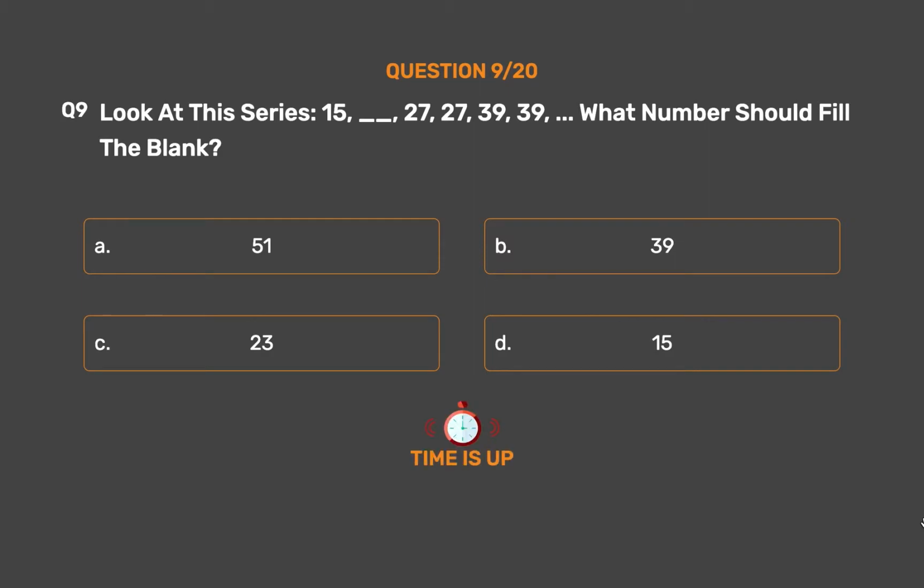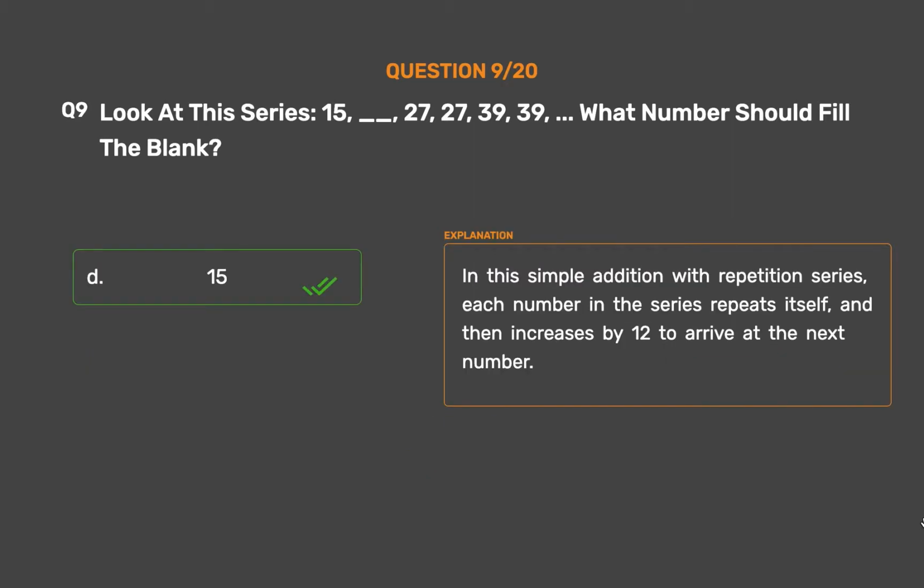The correct answer is option D, 15. In this simple addition with repetition series, each number in the series repeats itself and then increases by 12 to arrive at the next number.